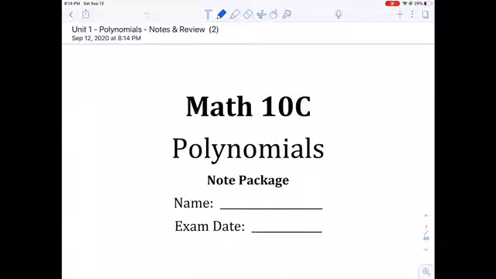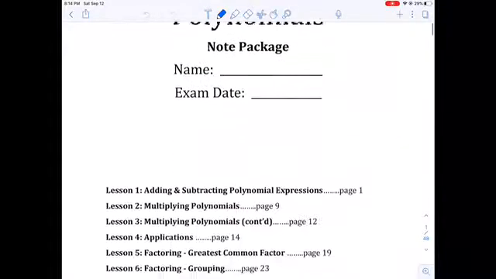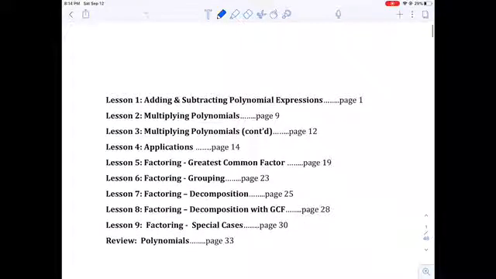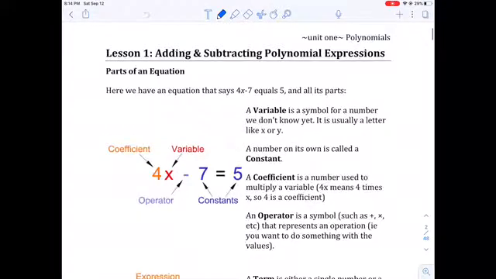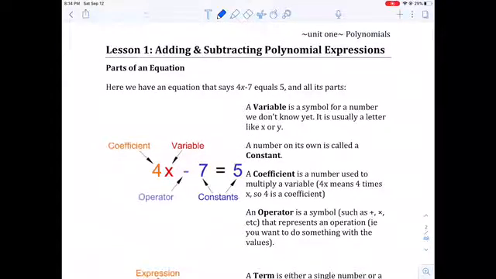Hi Math 10Cs. Our first unit is polynomials, so I would like to start with the very first lesson, adding and subtracting polynomial expressions. I just want to review quickly, it says parts of an equation.